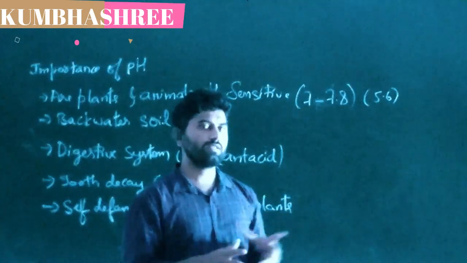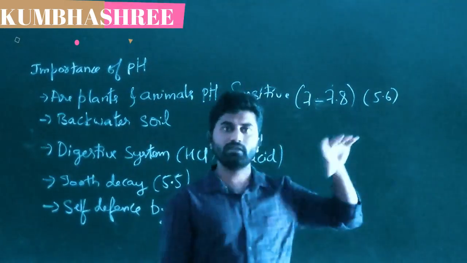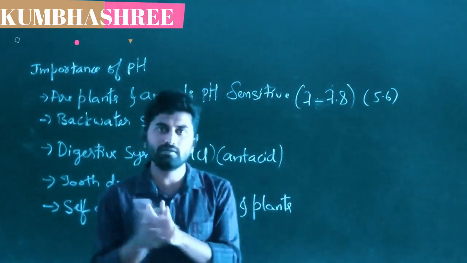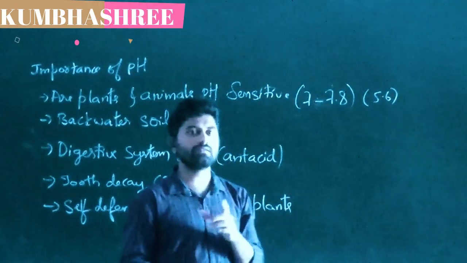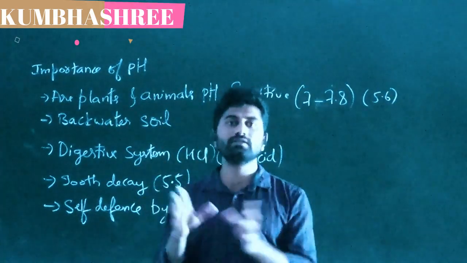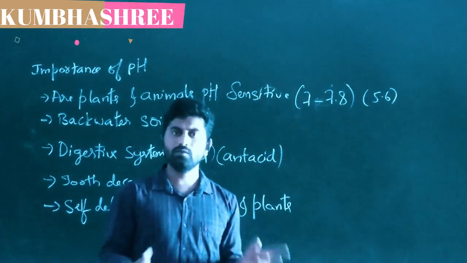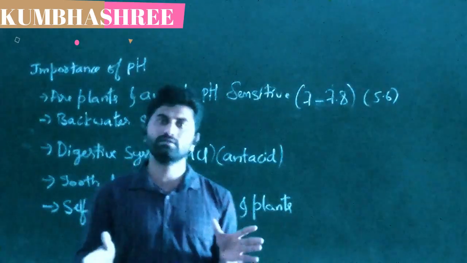Acid rain occurs if the pH is less than 5.6. Normal rain has a pH of around 5.6, but if the pH is less than 5.6, then acid rain will occur. Okay, if acid rain occurs in the environment, what will happen?